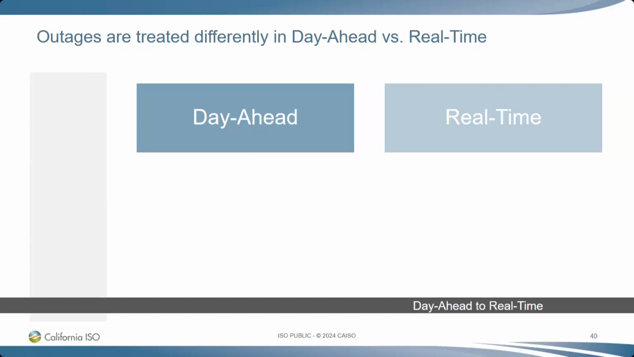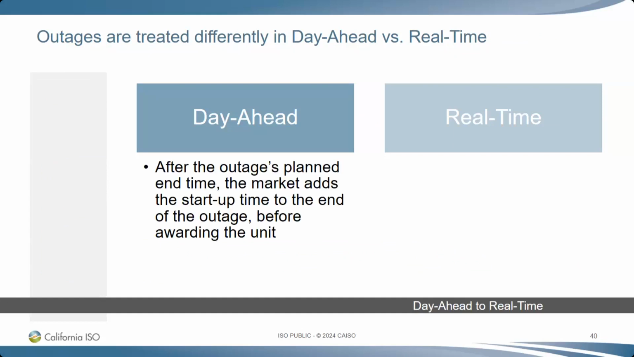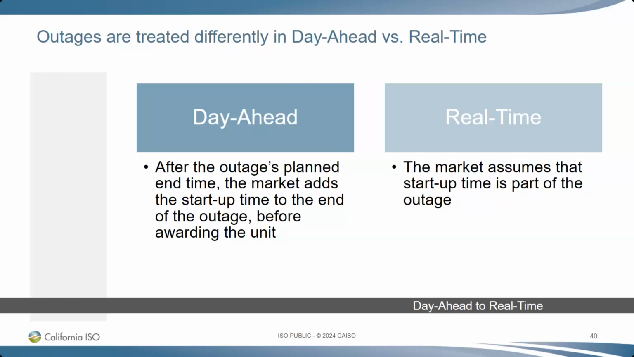Outages are treated differently for day ahead versus real time. So just a little bit about the outages for both. In the day ahead, the outages are planned. After the planned outage end time, the market can add up all that start time to the end of the outage before awarding the unit. But in real time, the market assumes that the startup time is part of the outage.